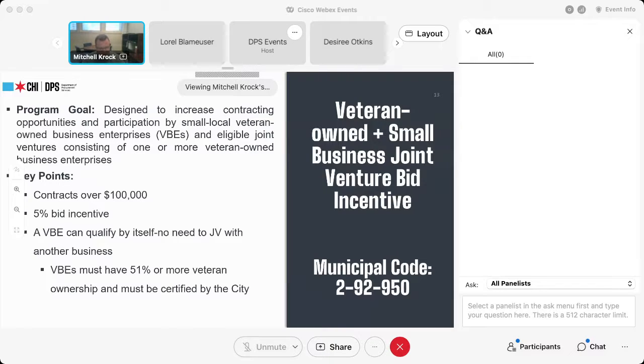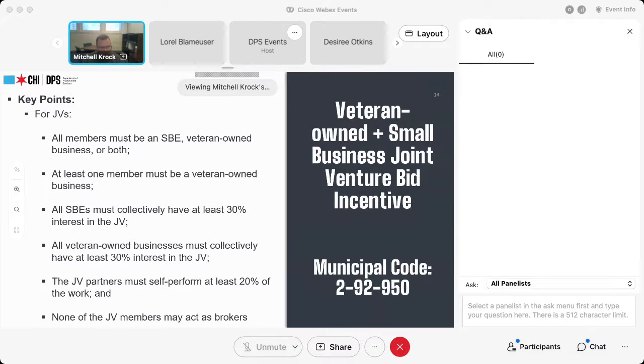And a veteran-owned business enterprise can qualify by itself and does not need to JV with another business if that veteran-owned business enterprise is also small and local. Keep in mind here, there is a broader list of how you can qualify as a veteran-owned business for this incentive than there is for the last one. So definitely take a careful look through the rules. And again, the VBEs must have 51% or more veteran ownership.